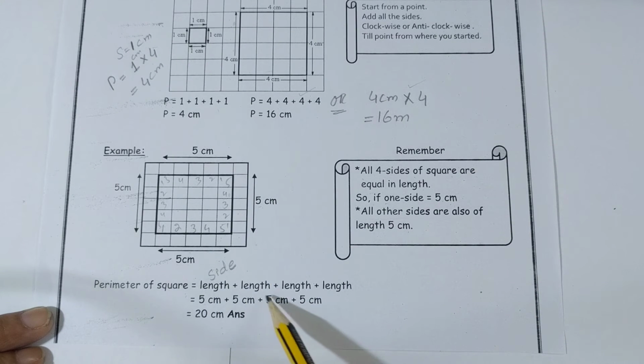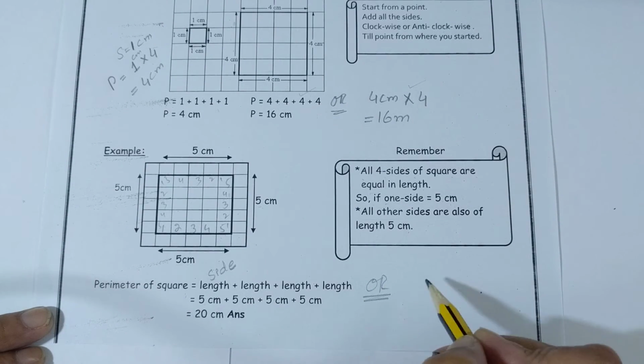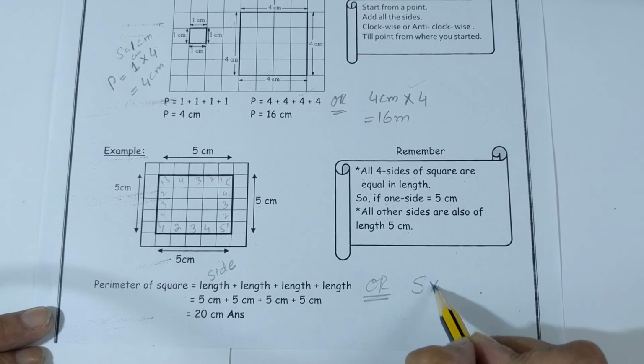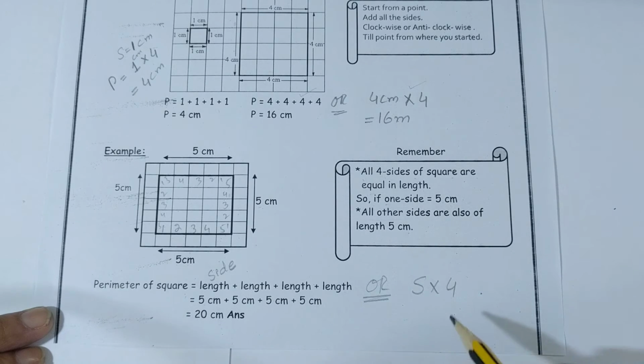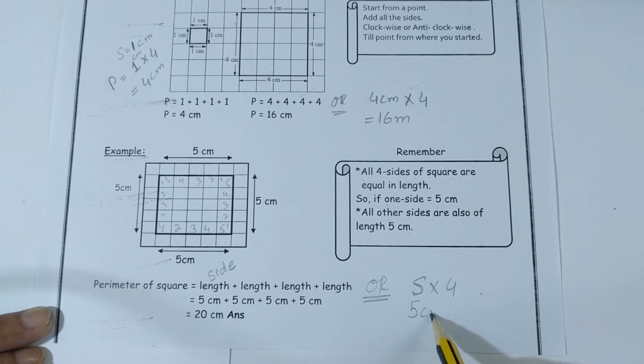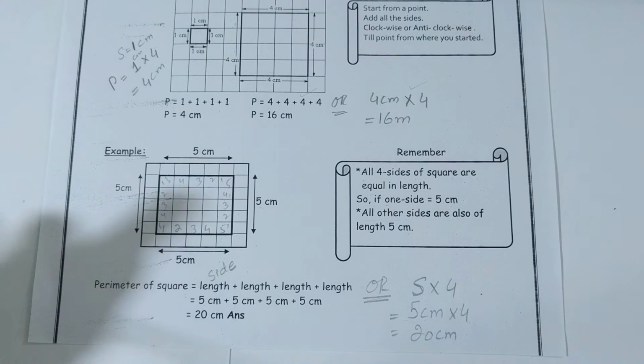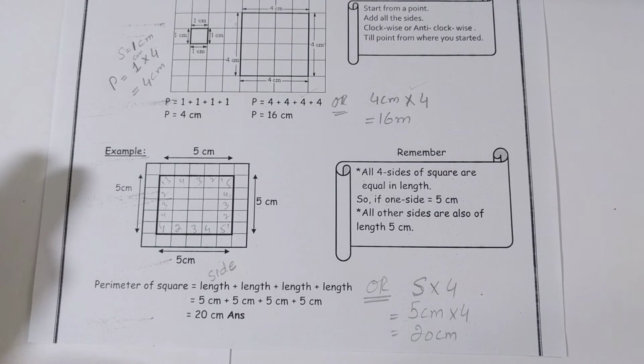So 5 plus 5 plus 5 plus 5 is equal to 20. Or what is the second method? Side multiplied by 4. What is one side of the square? That is 5 centimeter, multiplied by 4. So 5 4s are 20 centimeter. Just take the side one time and multiply it by 4 because all the 4 sides are equal in length. Got it? Now you can easily understand how to calculate the perimeter of the square.